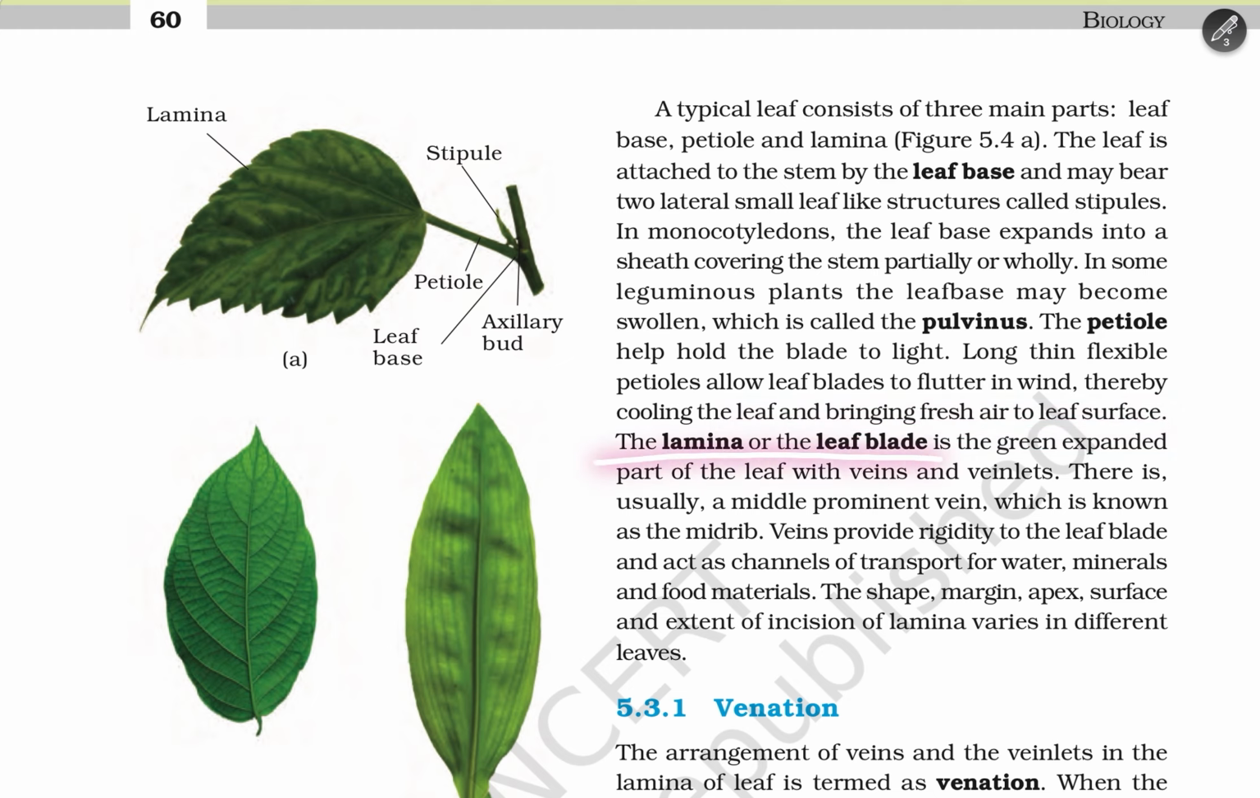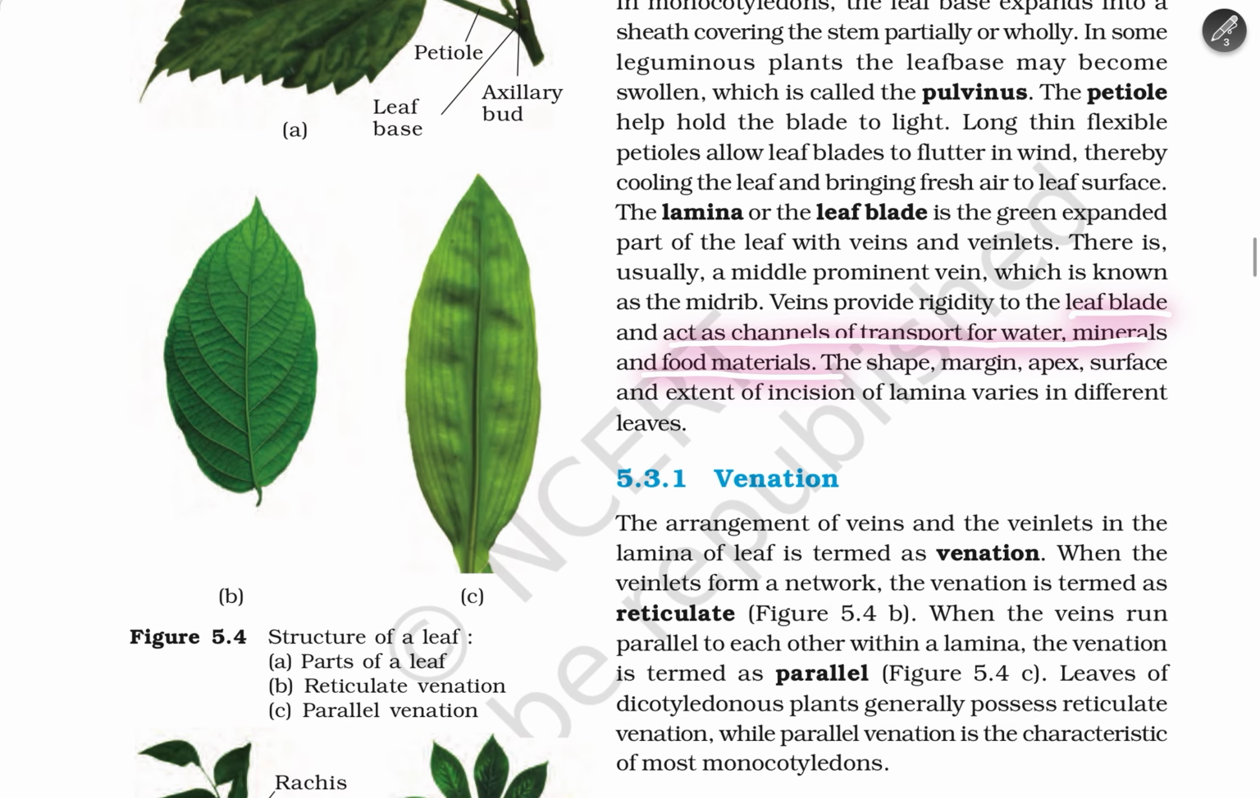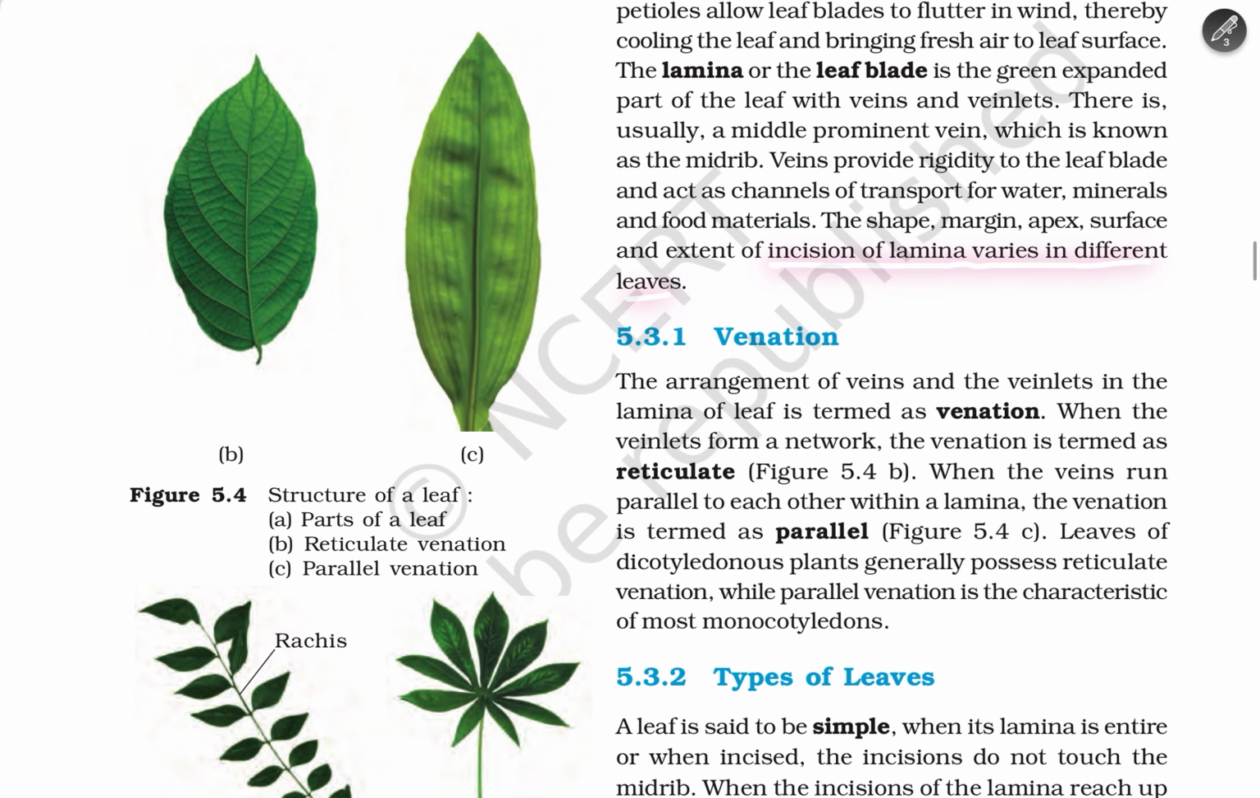The lamina, or leaf blade, is the green expanded part of the leaf with veins and veinlets. There is also usually a middle prominent vein, which is known as the midrib. The veins provide rigidity to the leaf blade and act as channels of transport for water, minerals, and food materials. The shape, margin, apex, surface, and extent of incision of the lamina varies in different leaves. Venation: the arrangement of veins and veinlets in the lamina of the leaf is termed venation.